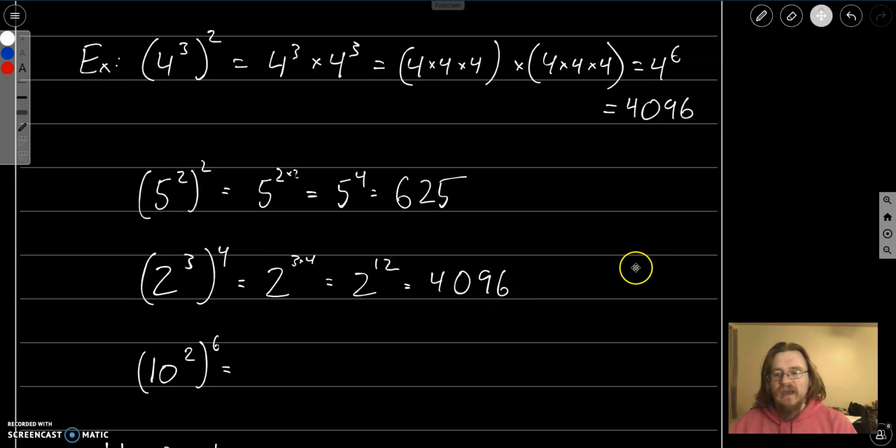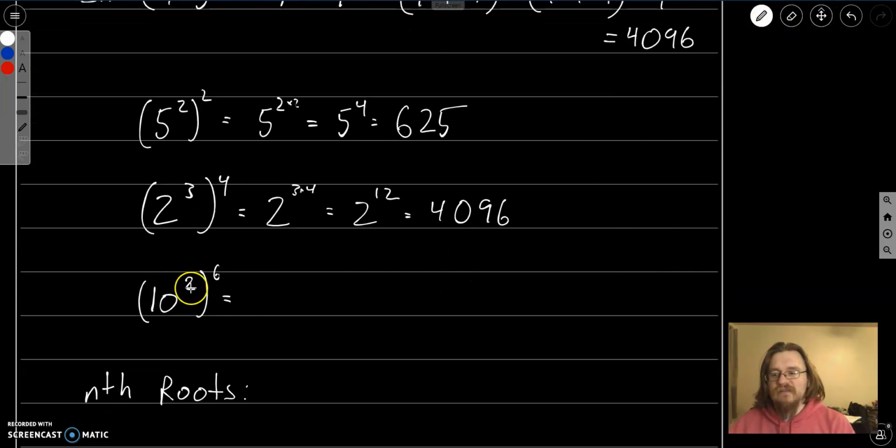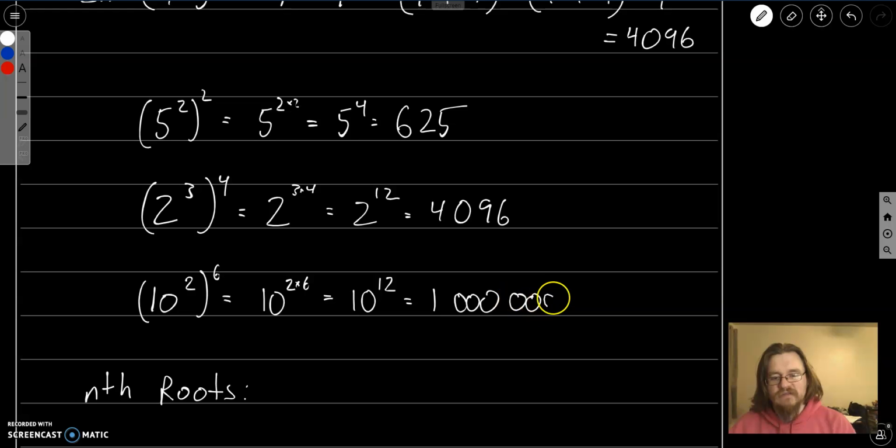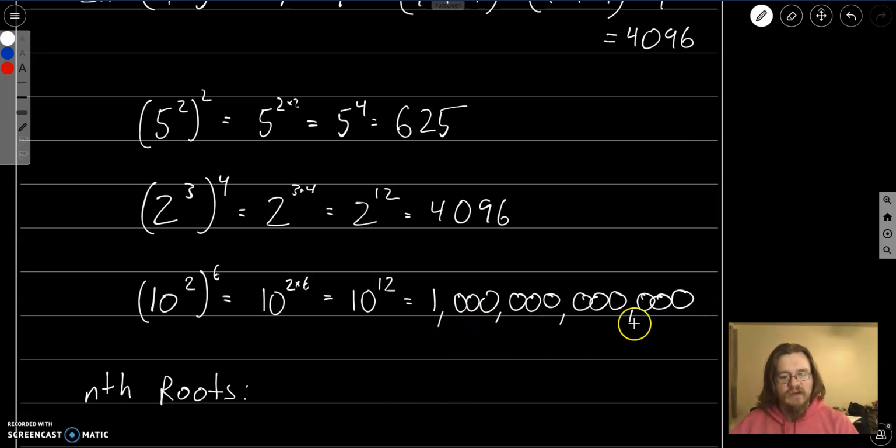And then this last one, 10 to the 2nd power to the 6th power, this is going to be 10 to the 2 times 6 power, which is 10 to the 12th power. And it's nice multiplying tens together because it's just going to be a 1 followed by that many zeros. So 10 to the 12th power is a 1 followed by 1, 2, 3, 4, 5, 6, 7, 8, 9, 10, 11, 12 zeros. And we can count off: 1,000, million, billion, trillion. So this is 1 trillion.